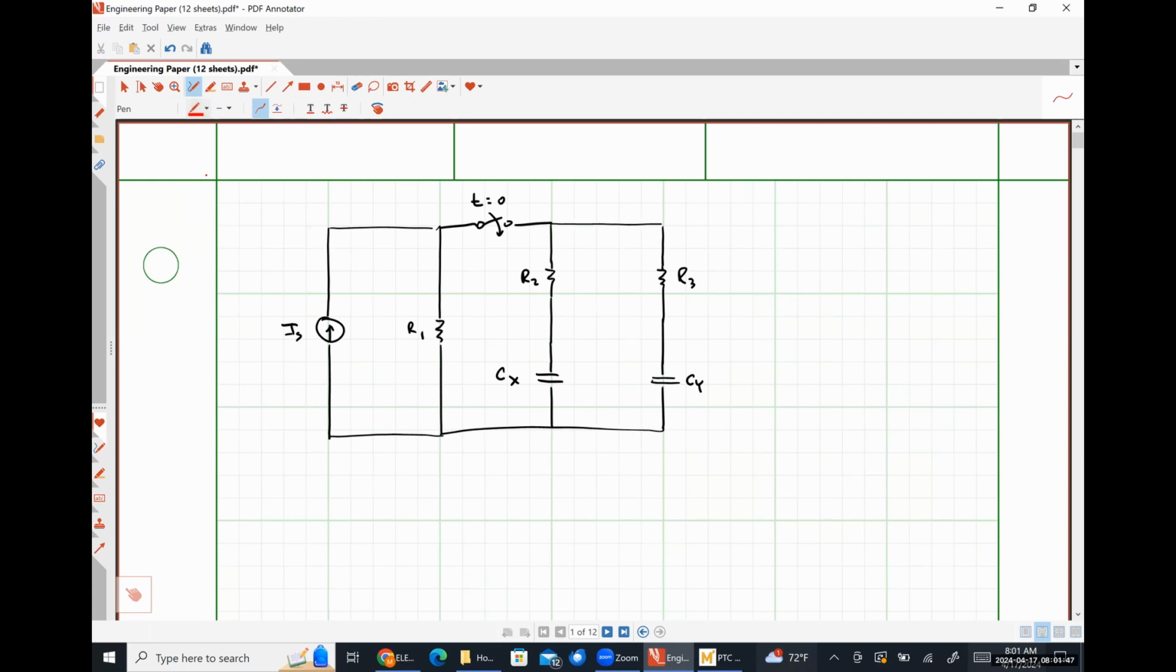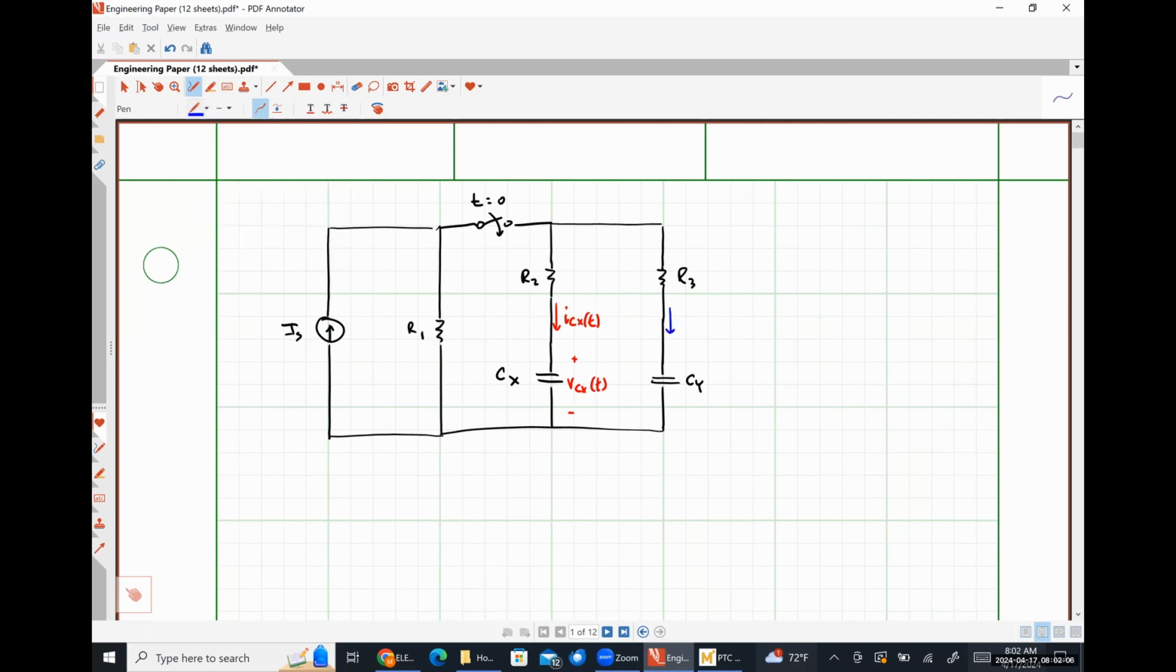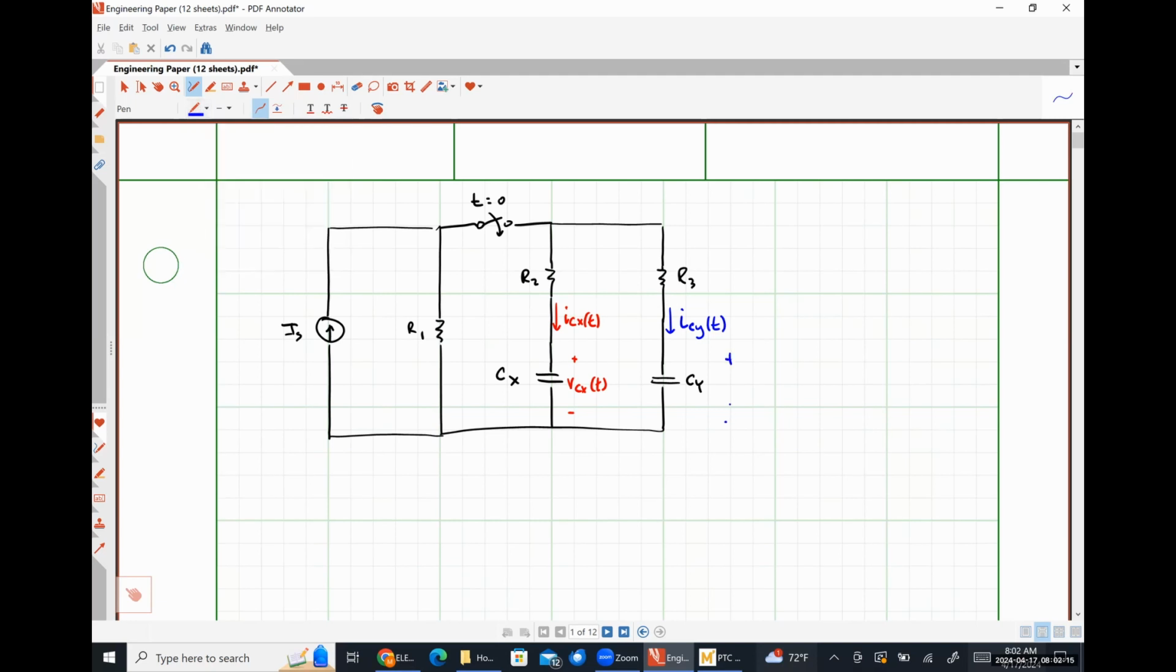Let's see here. So let's call this current ICX, this voltage VCX, this current ICY, and this voltage VCY. That sound about right?